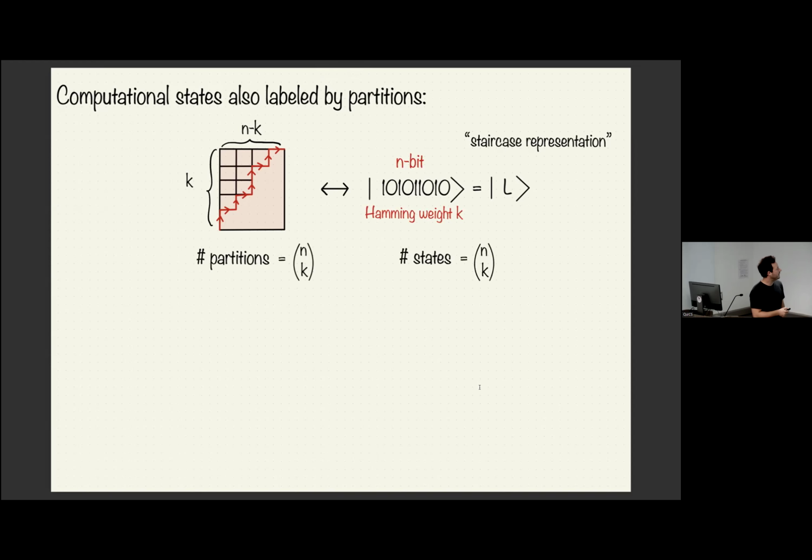So this is one way to see that actually the counting works. The number of partitions that fit inside this box is given by n choose k, which is equal to the number of states.